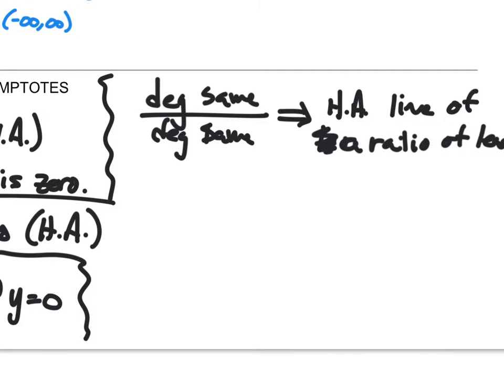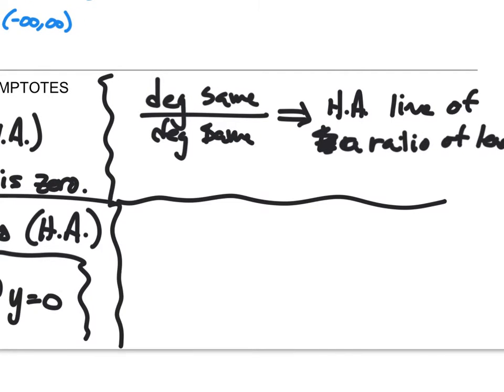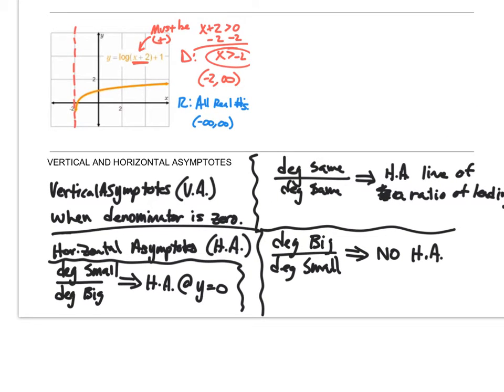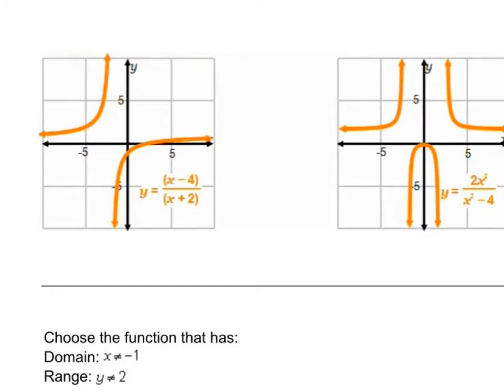The last one is when you have a degree that is big in your numerator divided by a degree that is small. Then you have no horizontal asymptote. You actually get what's called a slant asymptote, but we'll talk about that later. I just want to make sure you have that written down, and we'll go from there. Let's look at some graphs of rational functions.